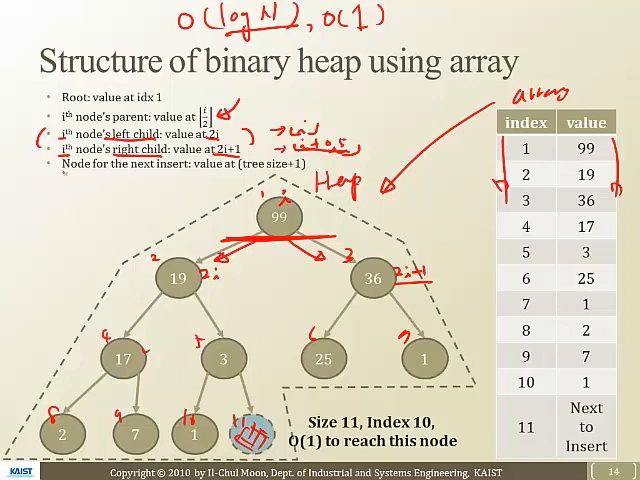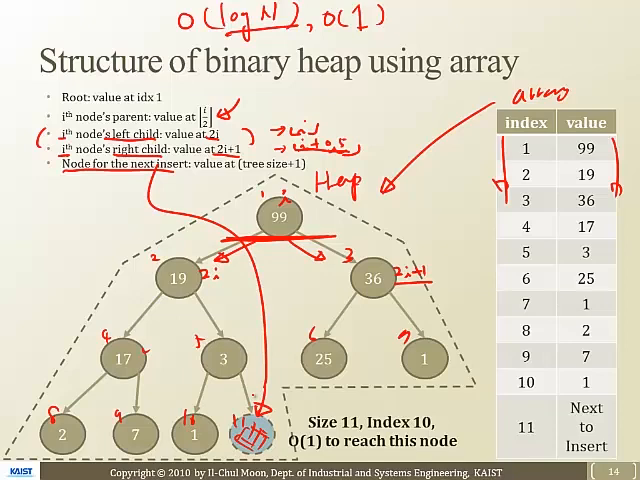And finally, the node for the next insert is the tree size plus 1, and this means that we have 1, 2, 3, 4, 5, 6, 7, 8, 9, 10. Tree size 10 plus 1 is 11. The 11th node is the next node to insert. That's here.